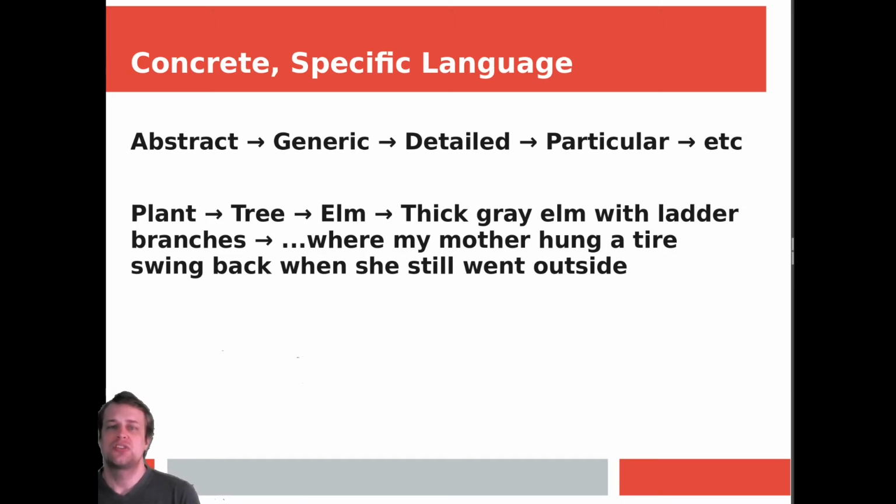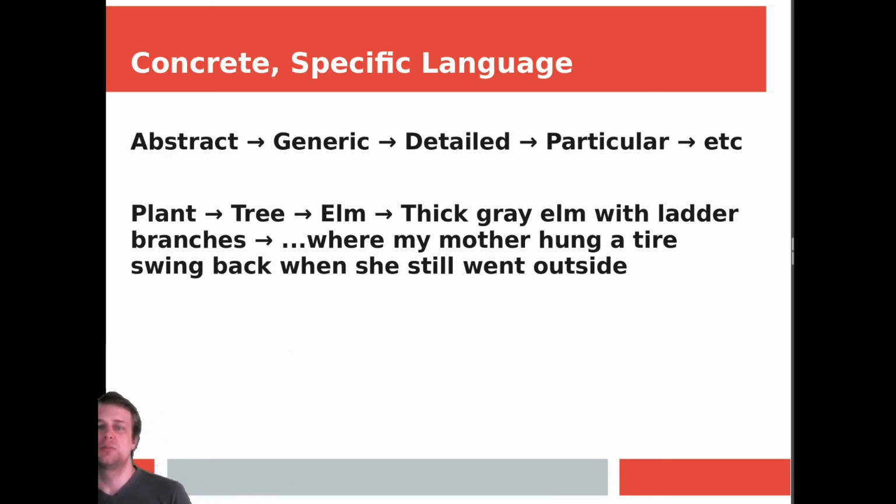Concrete, specific language moves away from the abstract. So abstract is something like plant. I say the word plant and it means something different to a lot of people. Maybe randomly everyone thinks of grass, but even that is kind of generic. So we can move from plant to tree. Tree is a little bit better, but it's not quite good enough. We have a specific tree of an elm. This is still pretty generic, actually. And then we have more detailed, a thick gray elm with ladder branches. And then we have even more particular, which thick gray elm with ladder branches?